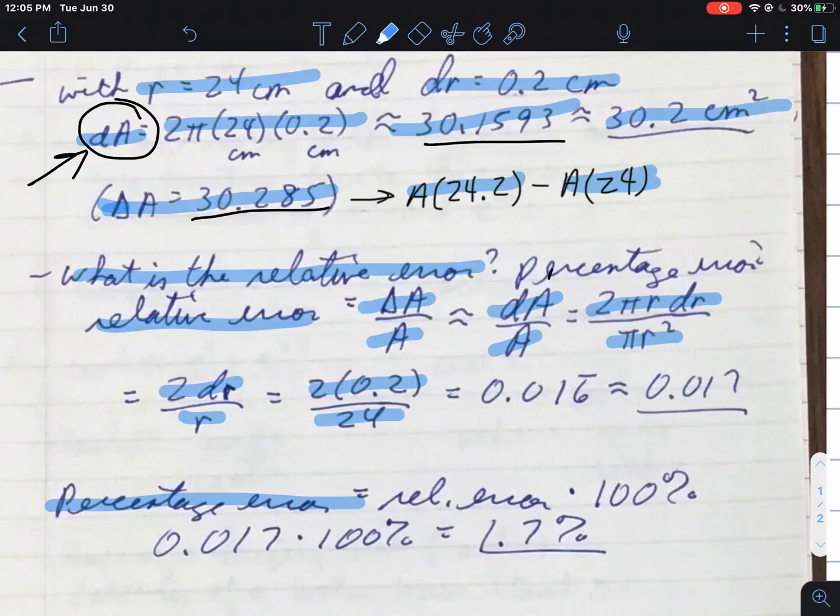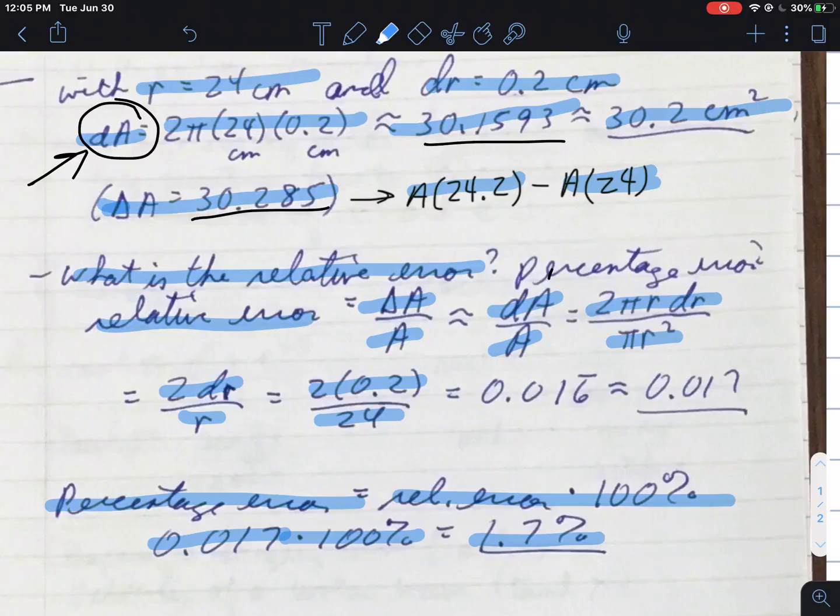If you take the relative error and multiply that by 100%, so here's our relative error of 0.017 times 100%, move the decimal twice, I get 1.7%. That's a little more meaningful. That gives me a percentage error in the actual measurement, in this case of the area. So it tells me that if the radius is off by as much as 0.2 centimeters, then the measurement of the area of the disk could be off by as much as 1.7%. That's a little more useful measurement to me anyway.